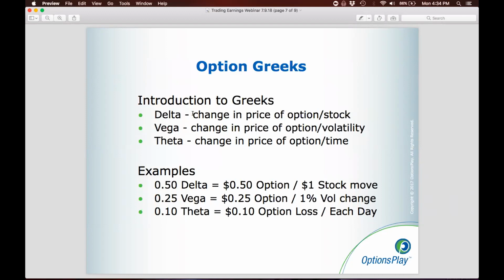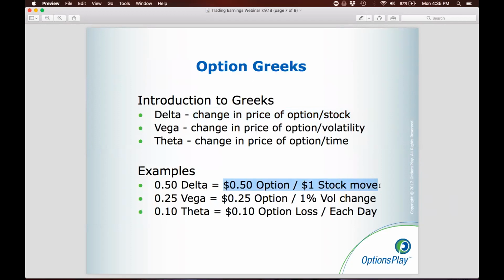So delta is telling you the change in the price of the option with respect to the change in the price of the stock. So if the stock jumps $10 higher, how much money do you actually make on the option itself? This is the part that's working in your favor. If the stock jumps in your favor or declines in your favor, how much money do you actually make on the underlying option? An example of delta is if you have an option with a delta of 50 or 0.5, that means for every dollar that the stock moves, your option will gain or lose 50 cents. So delta tells you the relationship between the stock move versus the option move.